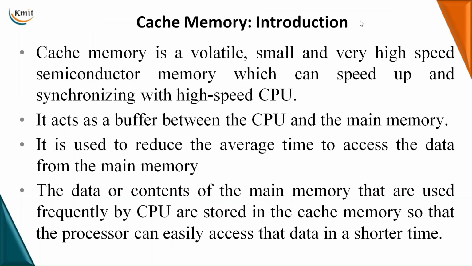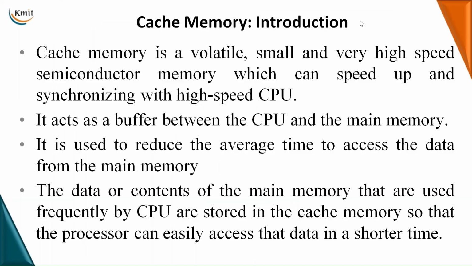Coming to the introduction, as we know, there are different types of memories that exist in your computer system. One type is the primary memory, which is a combination of RAM and ROM, and you also have your secondary memory such as your hard disks or SSDs. But there is also another type of memory in your computer, which is called cache memory. So what do we mean by cache memory?